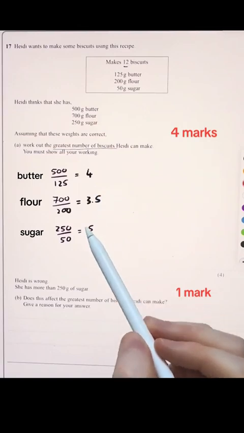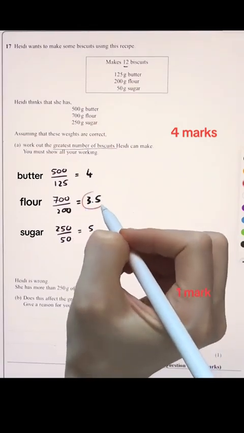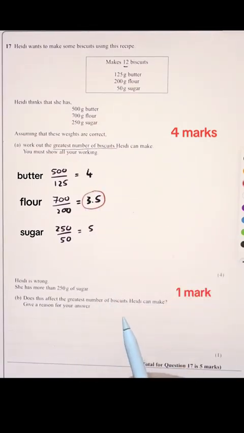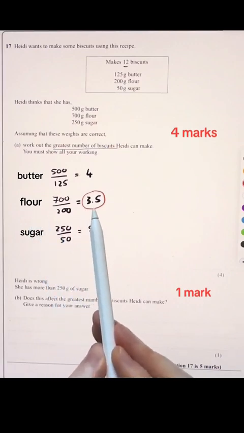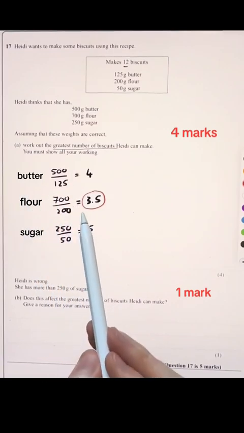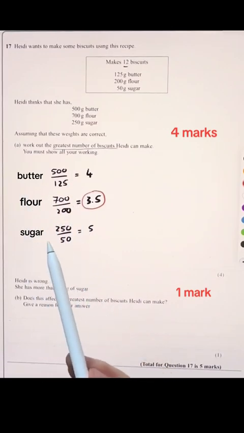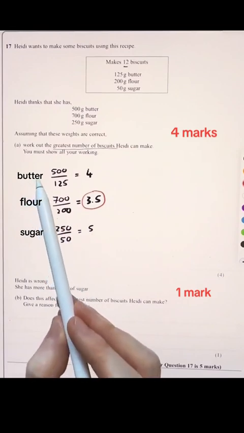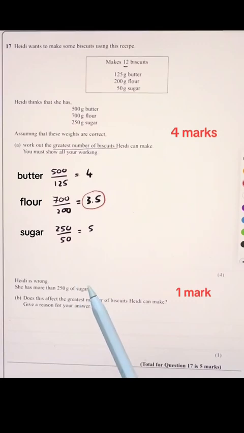We now always select the smallest number, which in this case is 3.5 batches, because she only has enough flour to make 3.5 batches. She has enough butter to make 4 batches, but she's going to run out of flour by that time. And she has enough sugar to make 5 batches, but she's going to run out of butter and flour by that time. So you always select the smallest number.